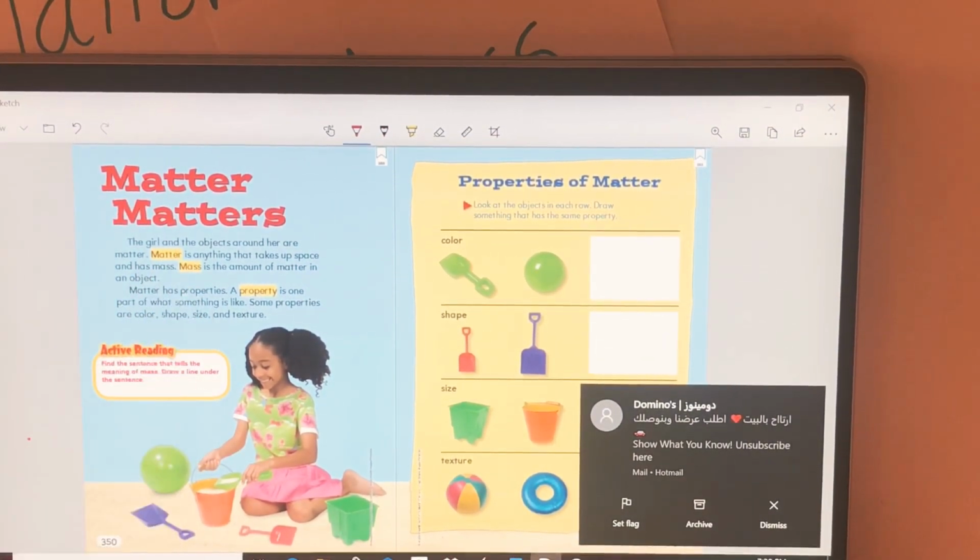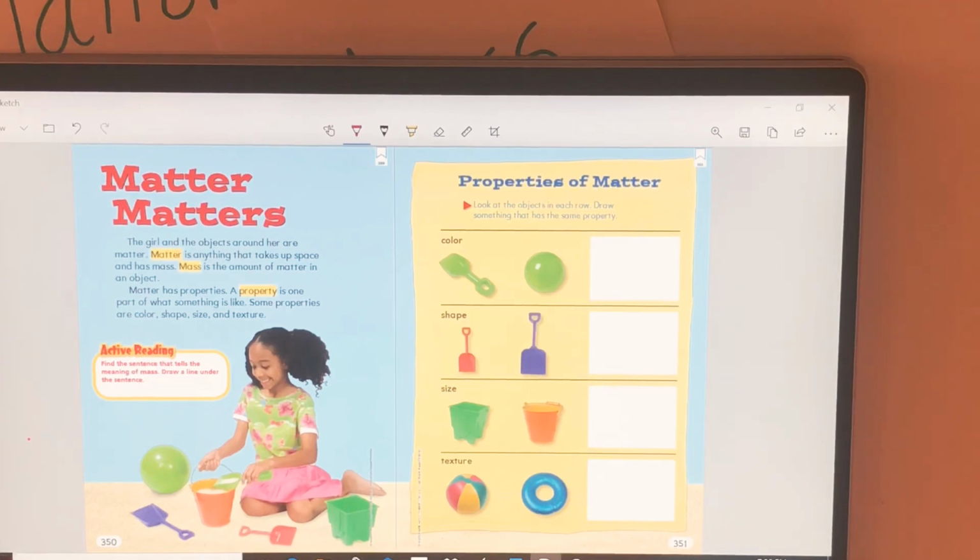Matter matters. Please, boys and girls, I want you to read over here the highlighted words. The highlighted words are the lesson vocabulary. Now, find the sentence that tells the meaning of mass. Draw a line under the sentence. What do you think mass is? I'm gonna give you a moment.